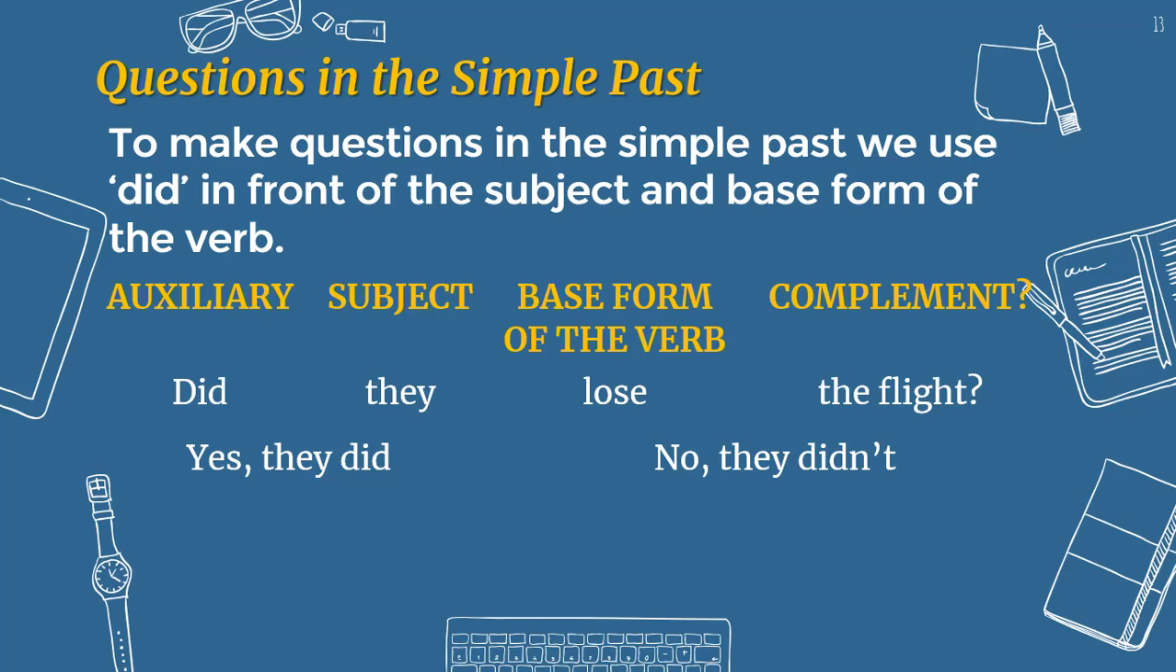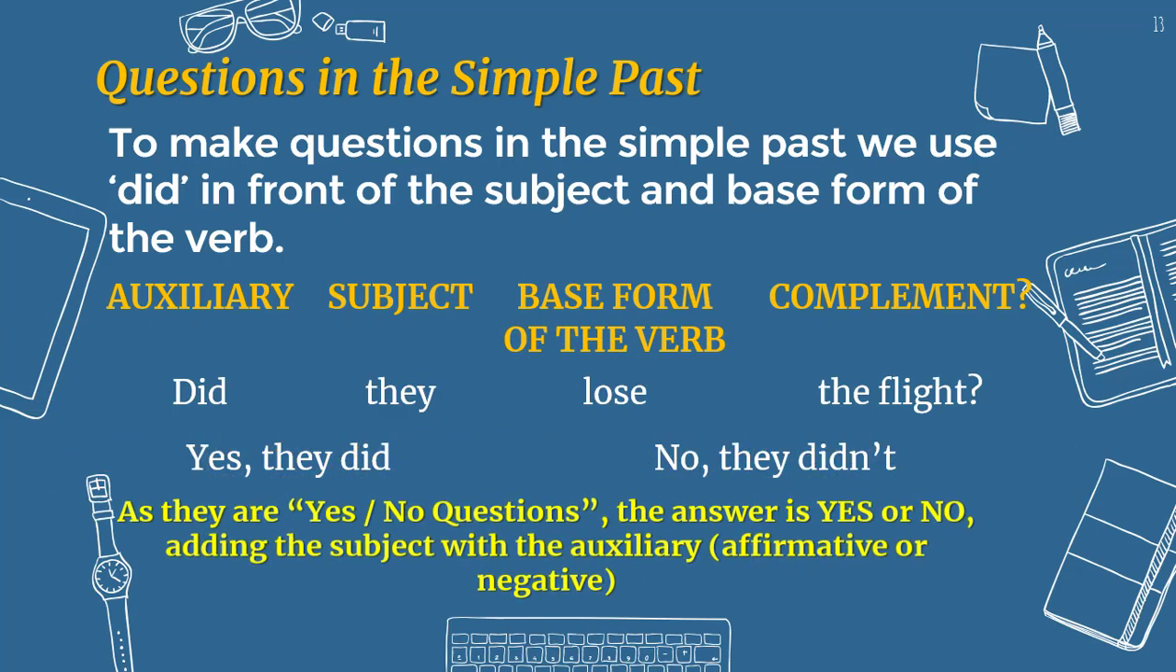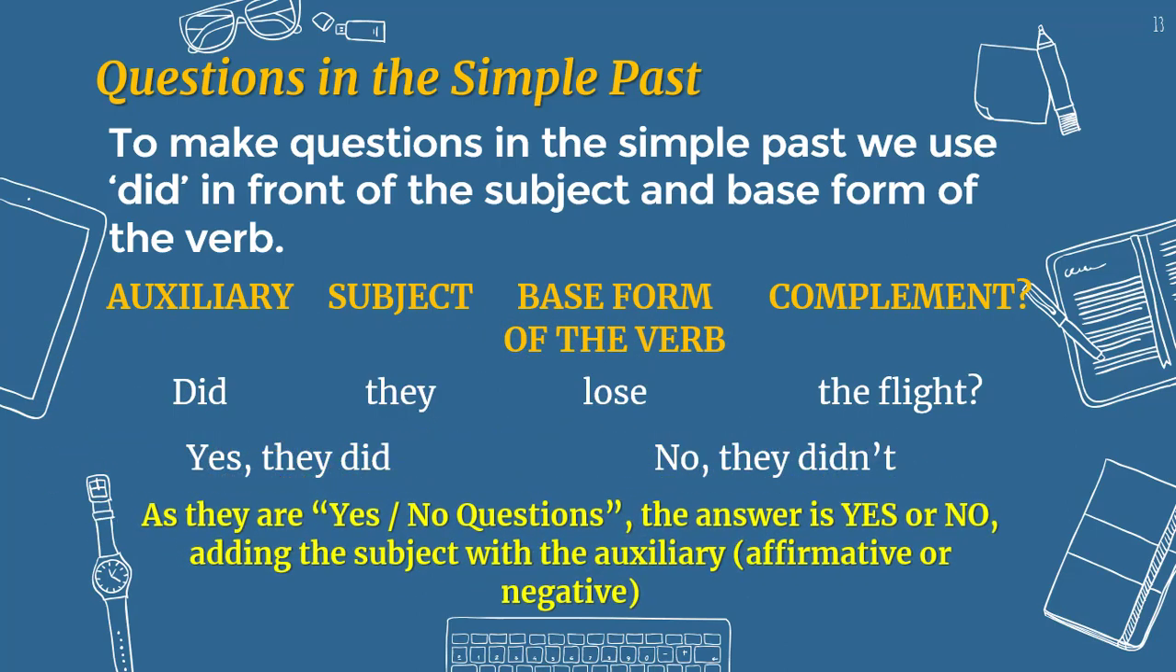They didn't lose the flight. Esta es una yes/no question. And as they are yes/no questions, the answer is just yes or no, and then the subject and the auxiliary. ¿Listo? Siempre que yo voy a formar las yes/no questions, lo hago primero el did, después el sujeto, el verbo en su forma base, o sea, in present, and the complement. Como estas son un tipo de preguntas yes/no, se responde el yes, el sujeto y el auxiliar.